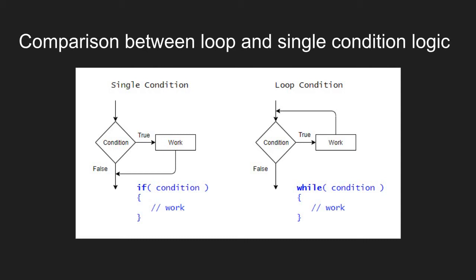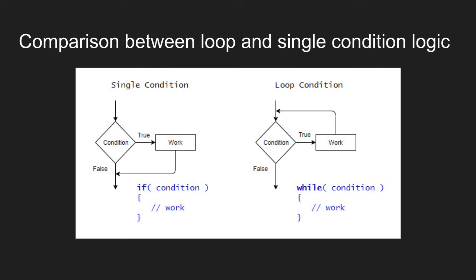The syntax to implement a simple loop like this is the while syntax. The while syntax looks exactly like the if syntax, except we use the keyword while. So while some conditional expression is true, we attach a code block, and inside the code block we have all of the statements that implement the work we want to do.